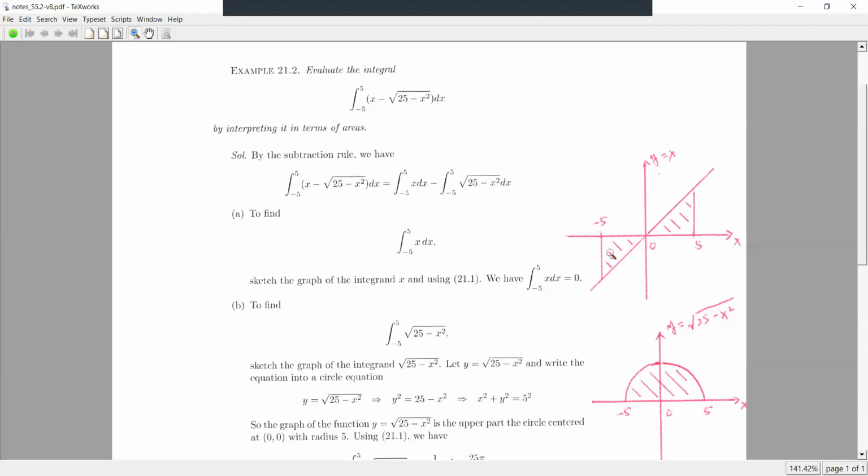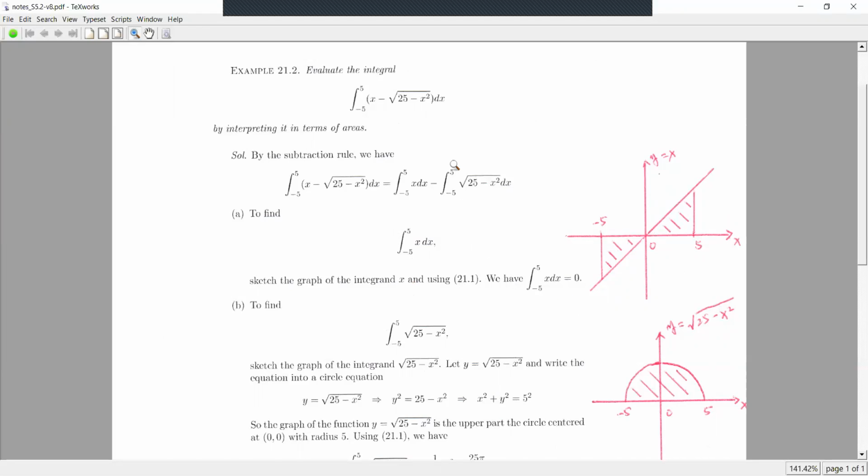This integral is the net area of the shaded region. This region has this triangle as the area above the x-axis and has this triangle as the area below the x-axis. These two triangles are equal. So therefore, the net area of the shaded region is 0. In other words, this integral is 0.